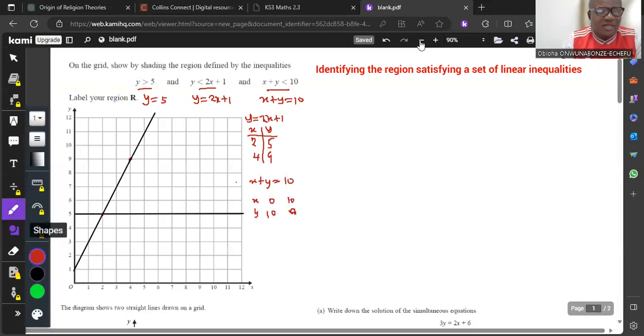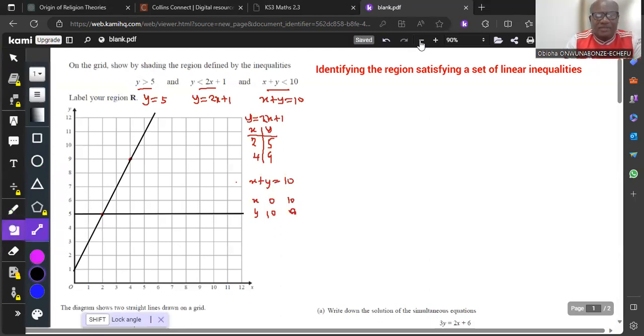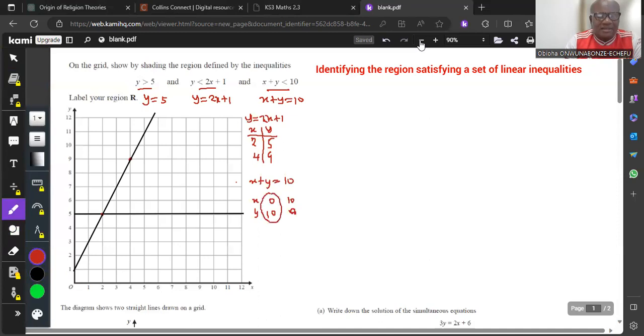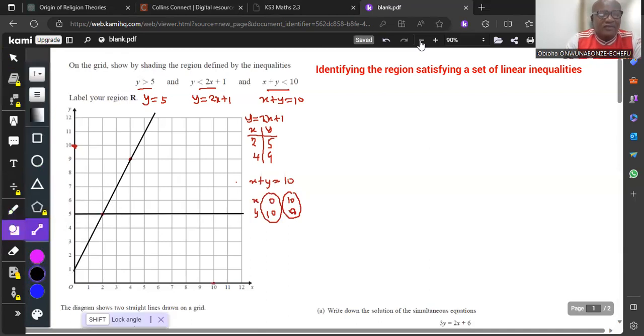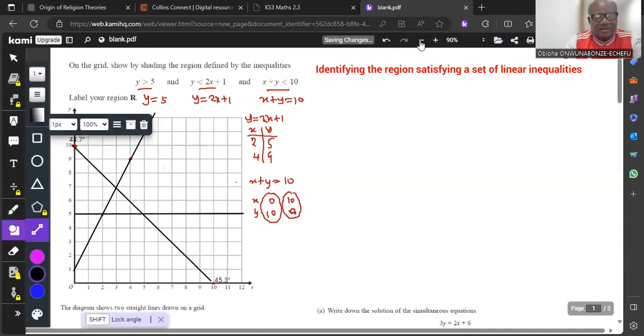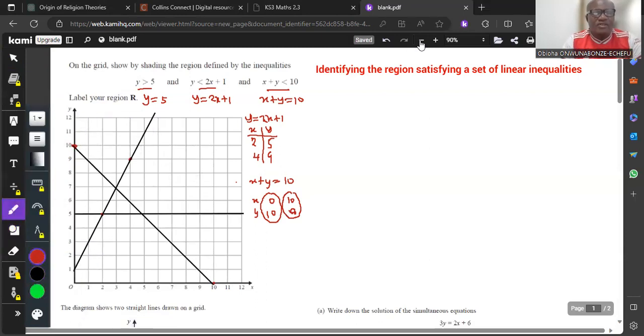So we need to draw the straight line from the point when x is 0, y is 10. That's the point over here. And when y is 0, x is 10. That is it over here. So we draw the straight line from there to this. The next thing left for us to do now is to do the shading. But you might want to do the shading immediately after drawing the line.